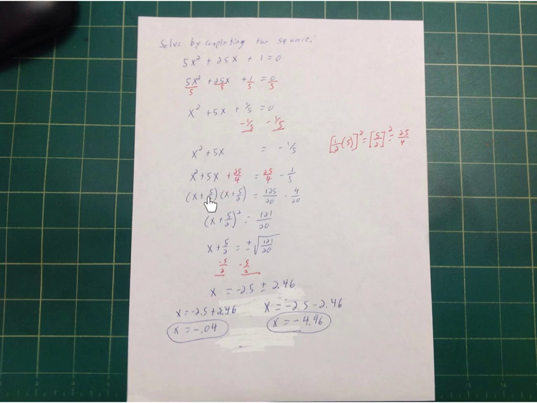Now this side ought to factor nicely to x plus 5 halves and x plus 5 halves. Whatever it was before you squared it always goes here. So that gives you the quantity x plus 5 halves squared.